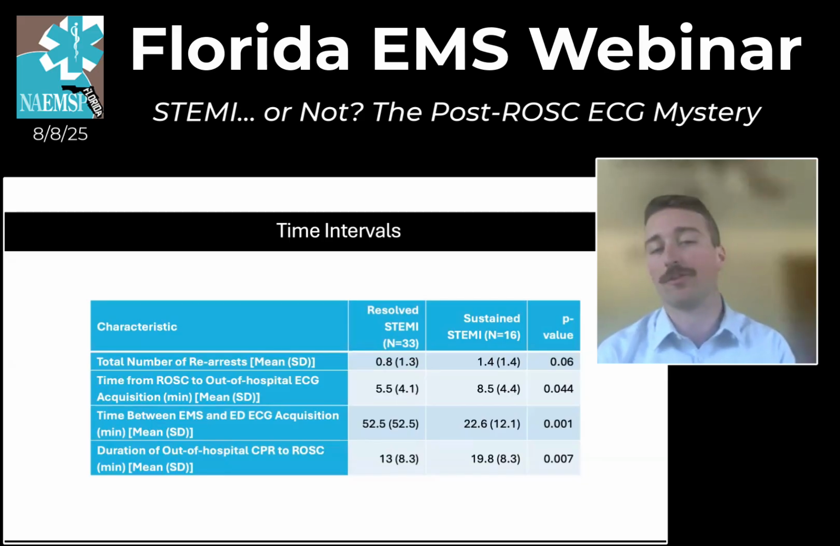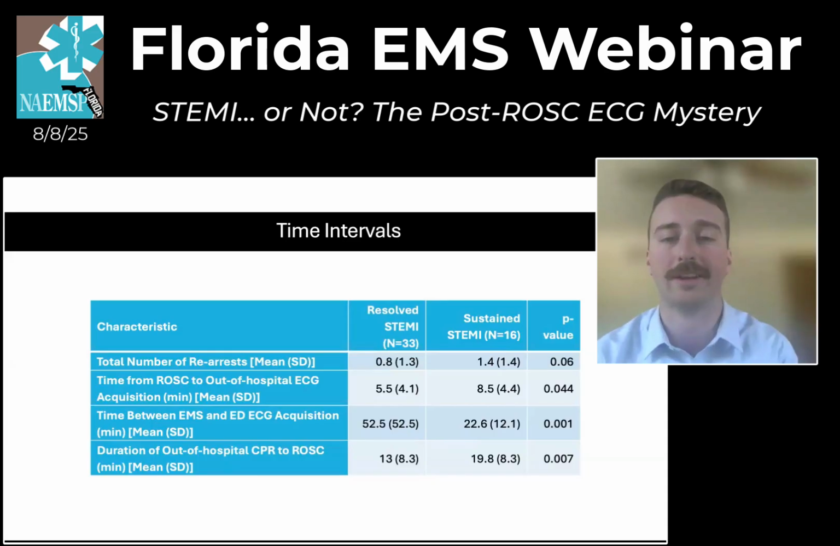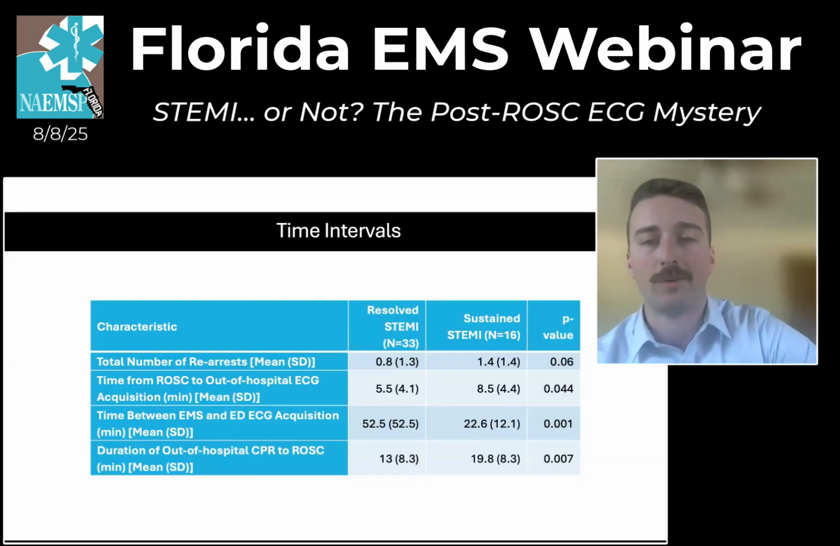And then we also looked at the duration of resuscitation, which we defined as the CARES documentation of initial chest compressions until the acquisition of ROSC, as indicated in the PCR. And we found that a greater duration of resuscitation was also associated with a sustained STEMI in the emergency department with a difference of about 7 minutes.